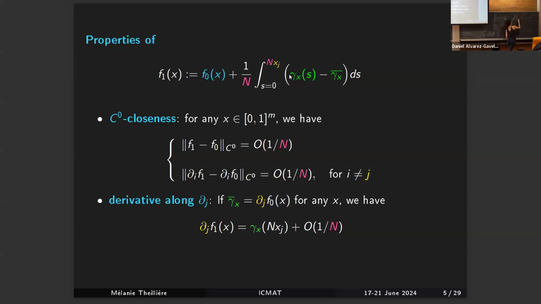So I just write again the formula. And I would like to take the derivative in the direction i, which is not the direction of corrugation. So here, okay, not in the direction of corrugation. Can do d_i f1(x), so d_i for f0.